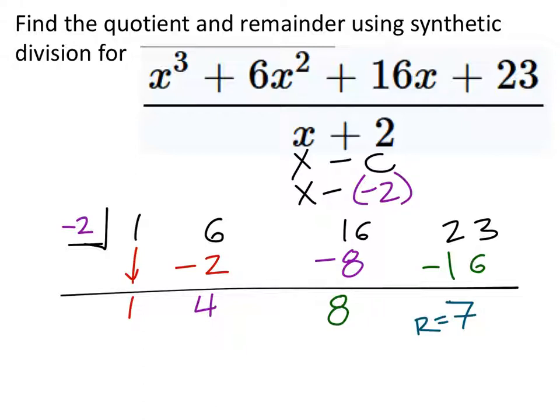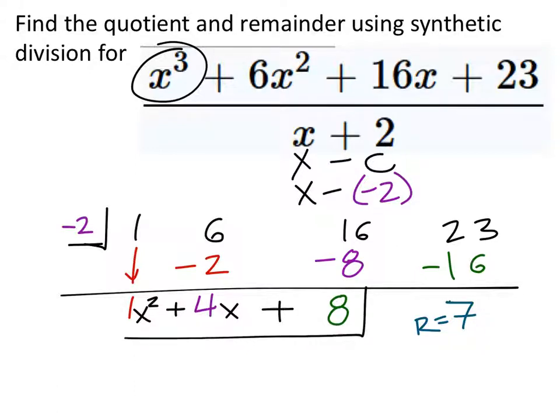So just looking back, we got that x cubed, so I'm going to drop that 1 degree to make that x squared. That's a positive 4x plus 8. There's our quotient with the remainder.